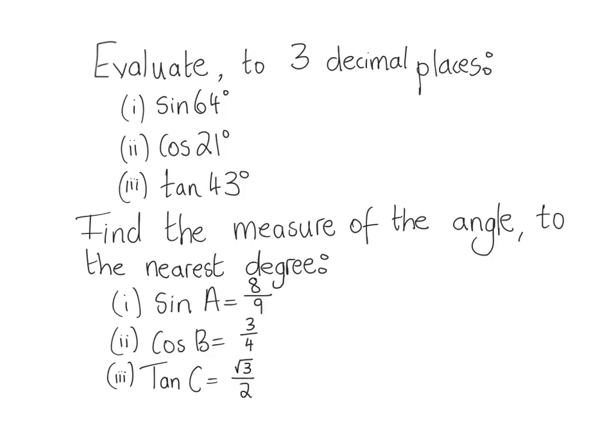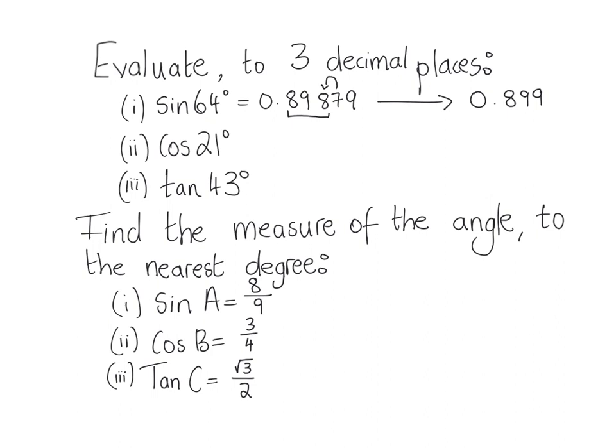The first one says evaluate to 3 decimal places the sine of 64 degrees, the cos of 21 degrees, and the tan of 43 degrees. How you would go about doing this is you just type it into your calculator. So the sine of 64, when you type that into your calculator, you'll get 0.89879. Now that to 3 decimal places, the 7 would round up, so it would be 0.899.